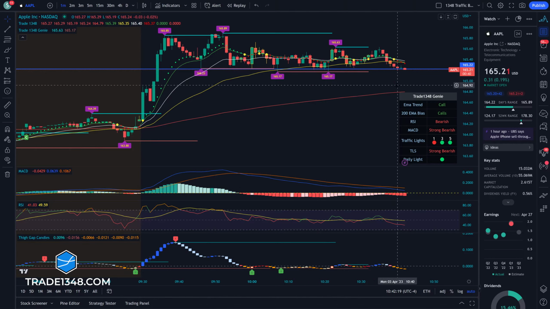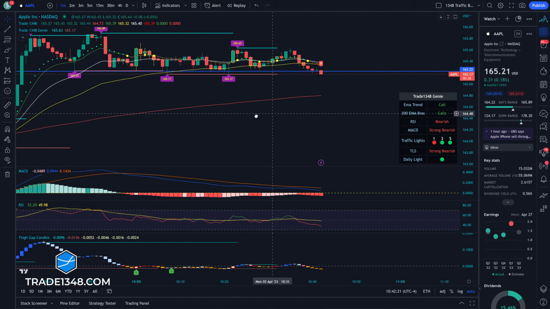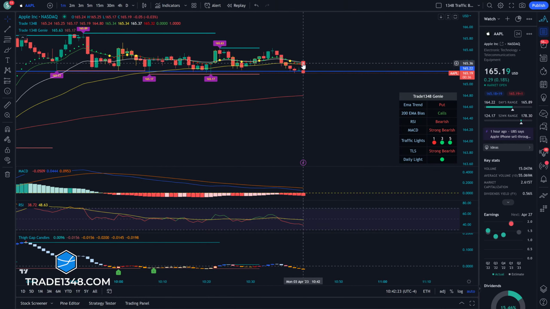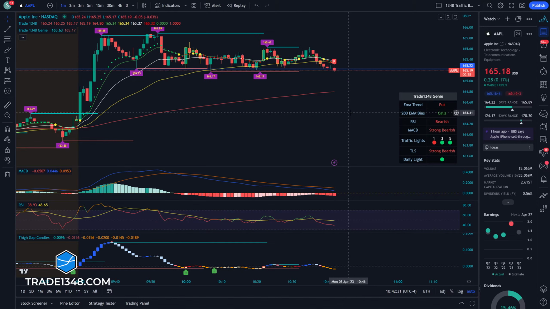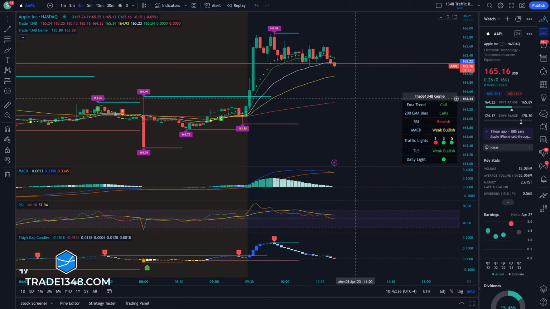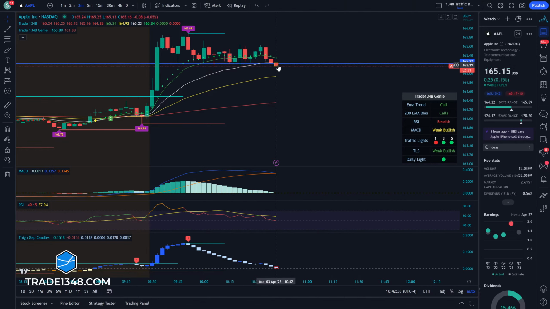Now, as it stands, we have a traffic light coming down to a level with Apple. We do have some separation between the traffic lights and the EMA. This should be fun. We are now flashing a put signal. We have the 3 and the 5 showing green with Apple. And, well, look what we have here. We have a possible traffic light to the downside as price action has broken beneath the 24.